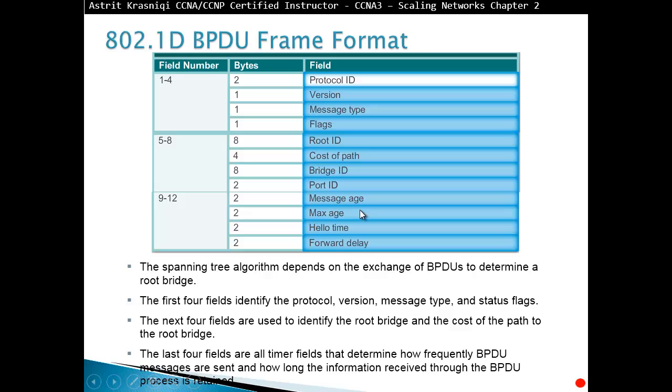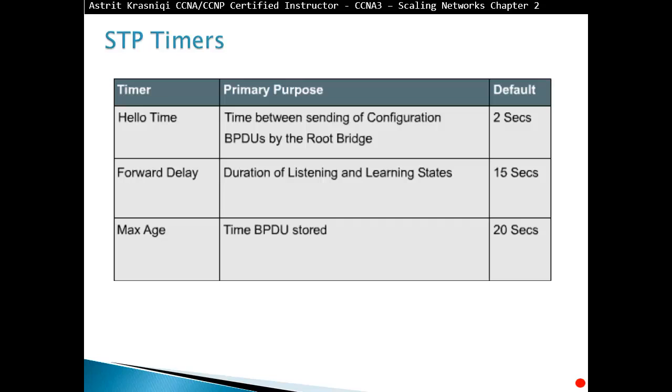So for example, the message age, max age, hello time, and forward delay time are the timers that the BPDU is going to give. So these are the timers first. We have the hello time, the time between sending of configuration BPDUs from the root bridge. So the root bridge is going to send these BPDUs, right? Everybody should get those BPDUs. So every 2 seconds, a BPDU is going to come from the root bridge. And other bridges are just going to relay that BPDU.